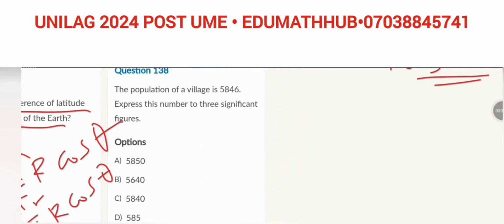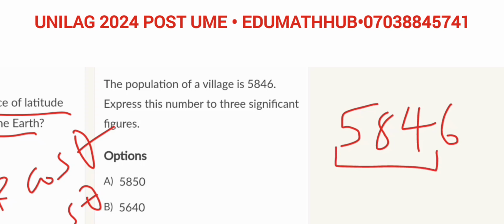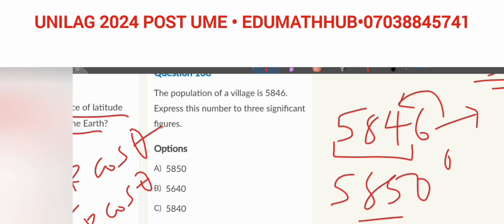Then for this next question, I have to find the population of a village, which is 5846. You have to express this to 3 significant figures, to 3SF. Significant figures means you need just 3 numbers. So the first 3 numbers are 5, 8, 4. These are the 3 numbers you need. So you look at the fourth number. The fourth number is 6. So you turn it to 0, sorry, turn it to 1, and add it to this 4, and turn this 6 back to 0. So the answer will be 5, 8, 5, 0. Okay? So the answer is option A.